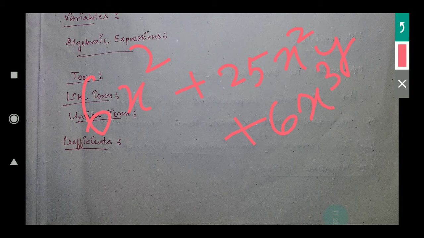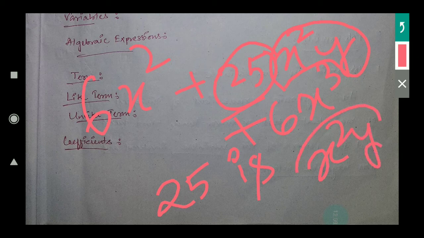So in this question, suppose it is asked to find the coefficient of x square. Find the coefficient of 25. The question asks to find the coefficient of 25. So first of all you have to find where 25 is. In this case your 25 is there. Now with 25, what factors are multiplied? With 25, x square y is multiplied. So that means the coefficient of 25 is x square y.